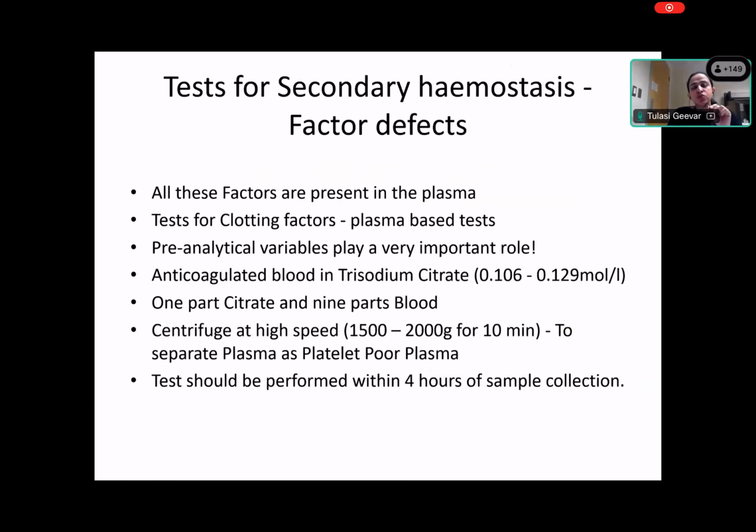Now, we talked about the primary hemostatic disorders. Let's go on to the secondary hemostatic disorders. All these factors are present in the plasma, so you need to do plasma-based tests. And here the pre-analytical role, not just in secondary hemostasis but in all coagulation tests, plays a very important role.